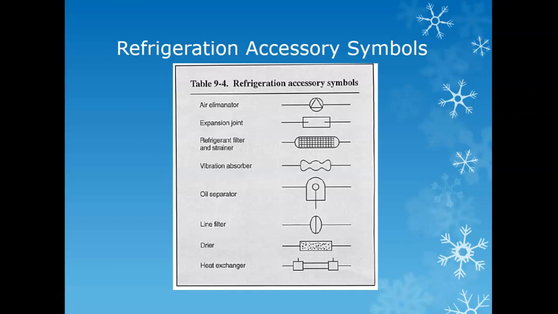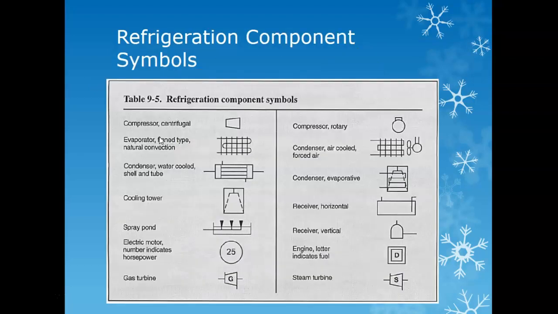You have vibration absorbers, you have oil separators, you have line filters, dryers, and heat exchangers. And again, a lot of these are very specialized just for ACR or applications through which they're used. Okay? So you have refrigeration component symbols. These are done a couple different views. You have your compressor and centrifuge. You have the evaporator. These are the fin types.